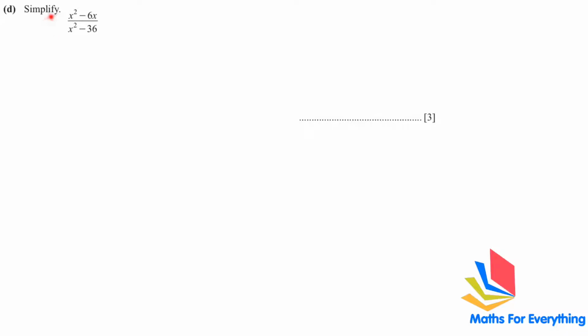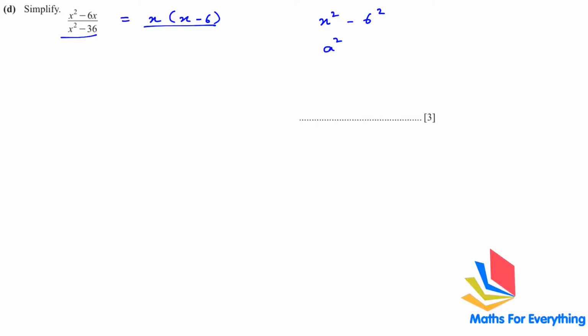Part D, we have to simplify this algebraic fraction. In the numerator, you can see that x is common. So we factorize the x out. You will be left with x minus 6 in the bracket. What about x squared minus 36? 36 is a square number. You can write it as 6 to the power of 2. This is the difference of squares.